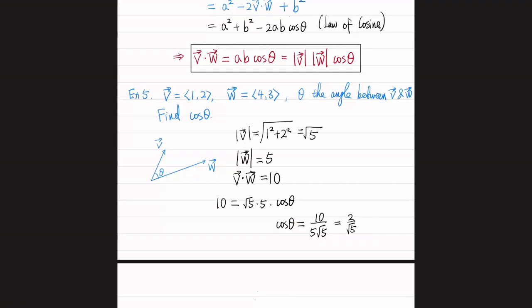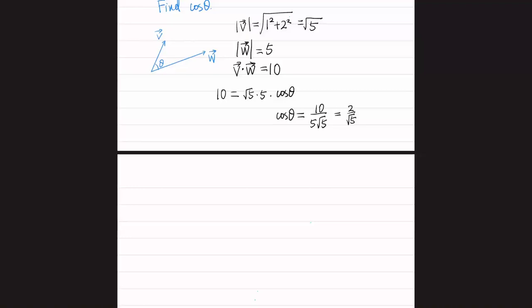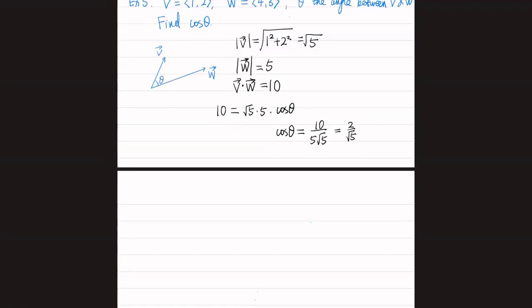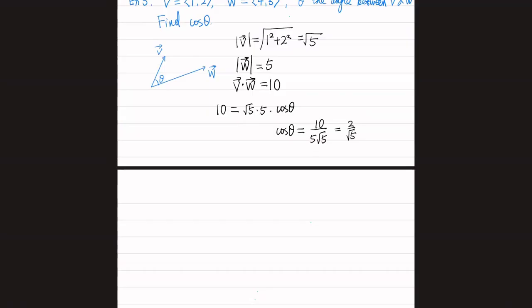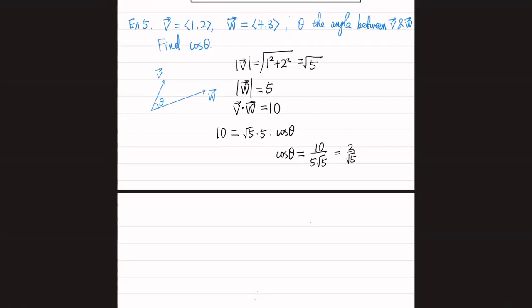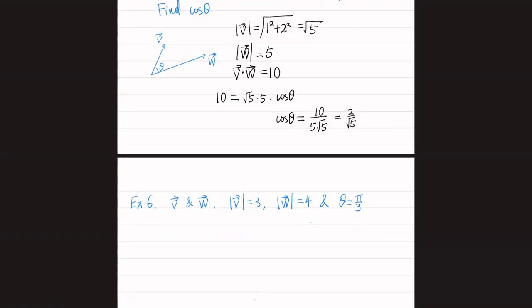Okay, let's try another one. Example 6. Given two vectors, we know that... could you find the dot product based on the information we have over here?